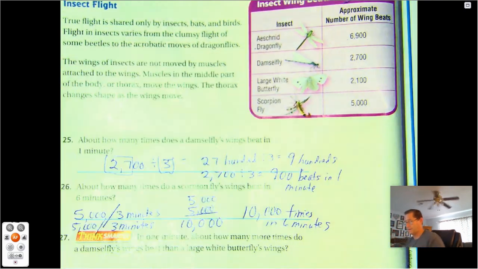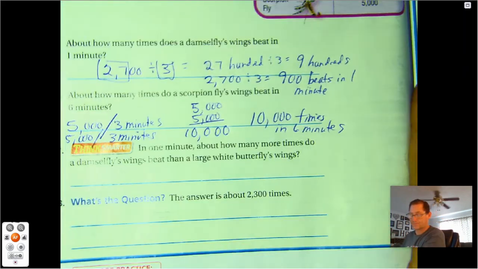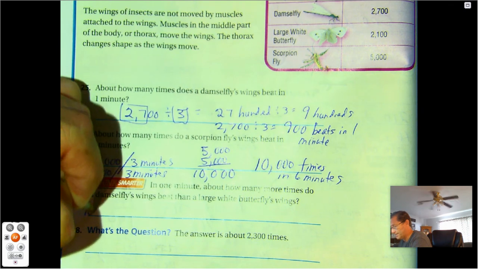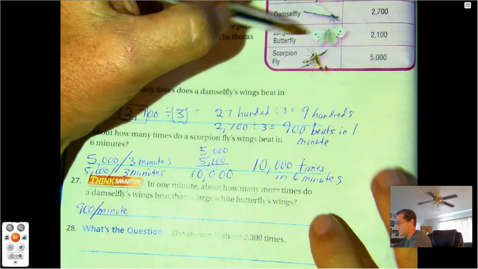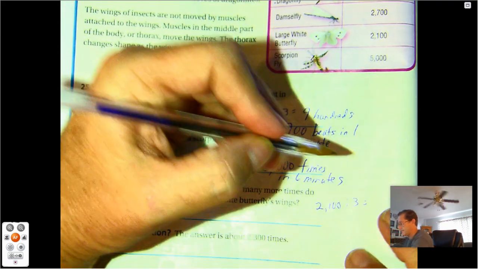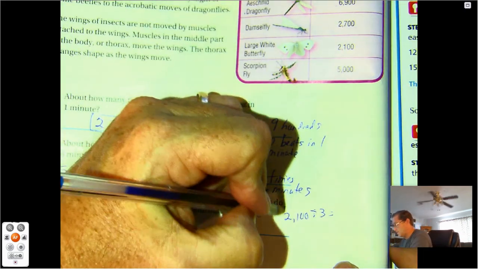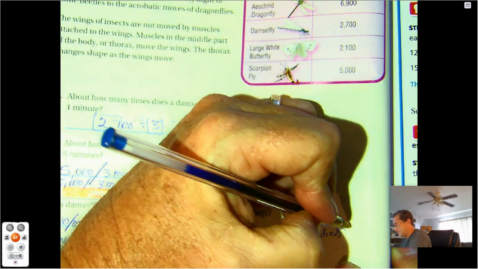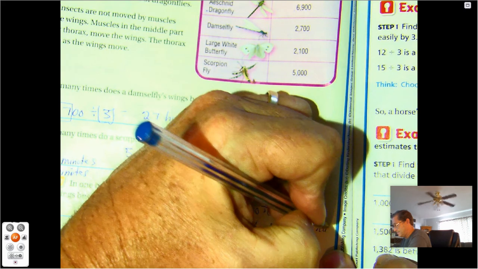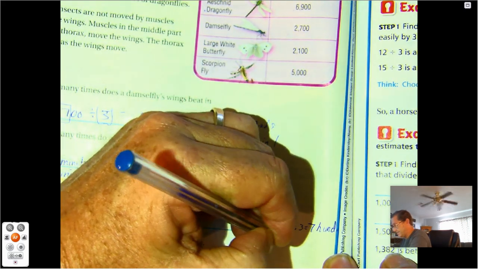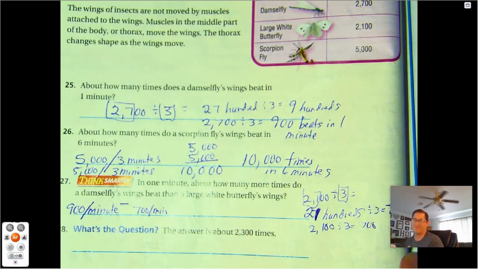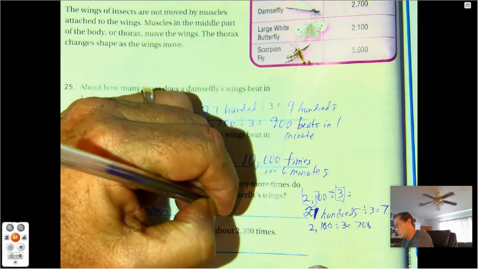Moving on, number 27. In 1 minute, about how many more times does a damselfly's wings beat than a large white butterfly's wings in 1 minute? So we know the damselfly is 900 per minute. Now we have to figure out the white butterfly, which is 2,100 divided by 3. So the reason we're dividing by 3 is to figure out how much it would beat in 1 minute. So 21 divided by 3. So we have 21 hundredths divided by 3, which would give me 7 hundredths. So 2,100 divided by 3 is 700. So what's 900 take away 700? We can do that in our head. 900 take away 700 is 200 more beats, or 200 more times.